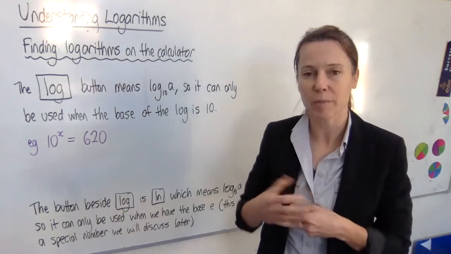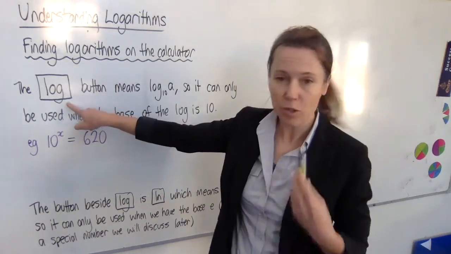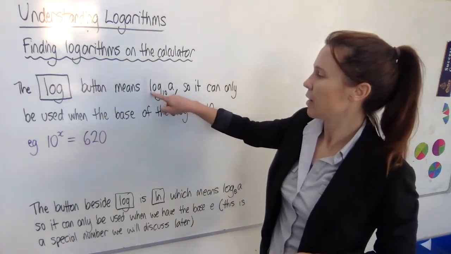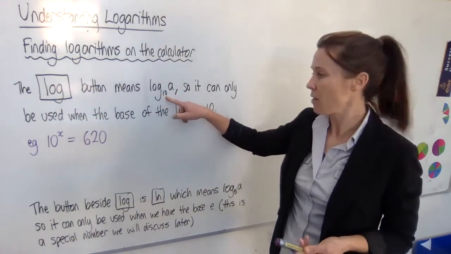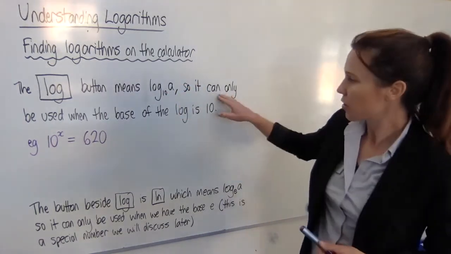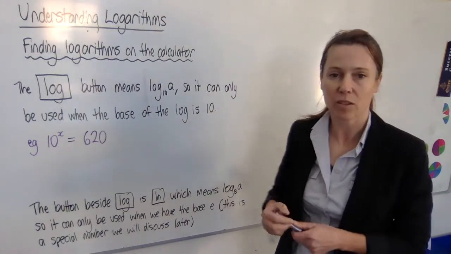Now, to find logarithms on the calculator, there's a couple of ways that we can do it. We have a button that literally just says log, nice and simple, and the log button means a log with a base of 10 of some number. A is just a constant here. So you can only use this button when you've got a base of 10 on your log.